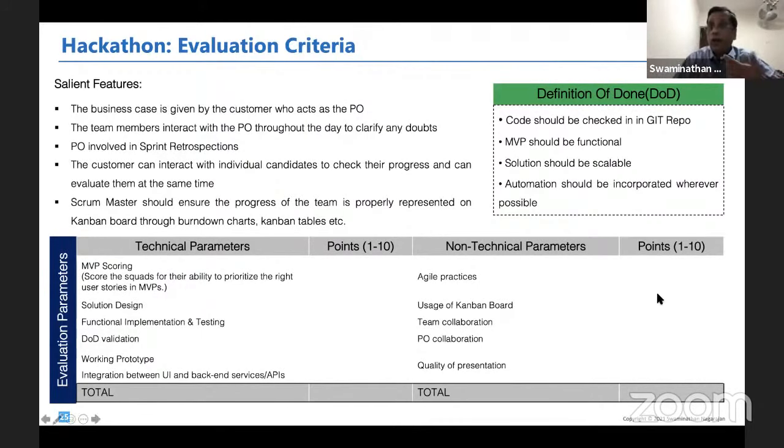And what non-technical parameters will we evaluate? What agile practices do you follow? Are you using a Kanban board? Are you collaborating with the team? Are you collaborating with the product owner? What presentation are you doing within the team? Remember, you are supposed to do that. All these skills are continuously evaluated and monitored.